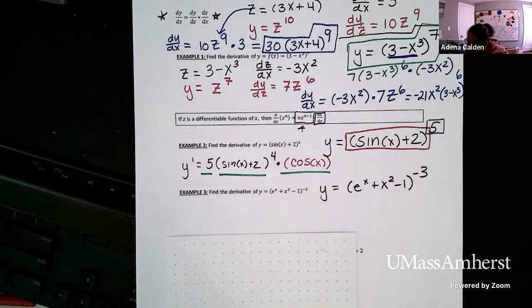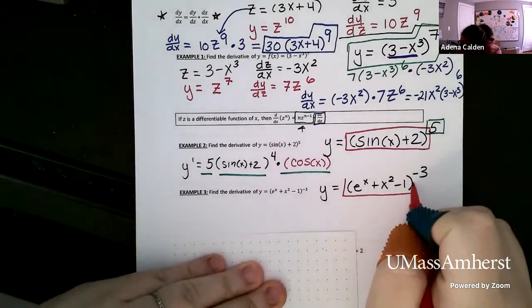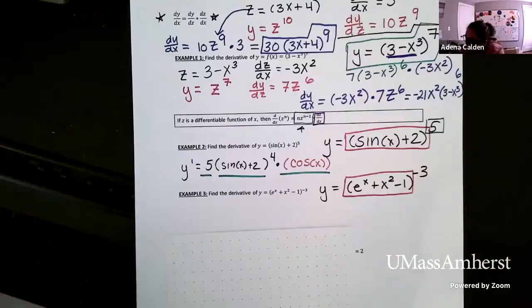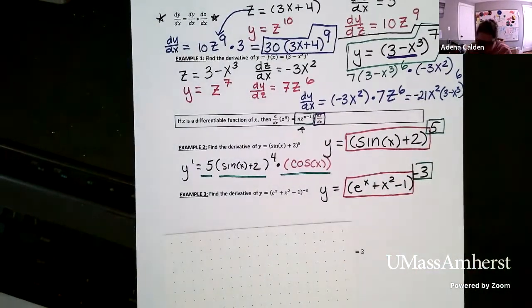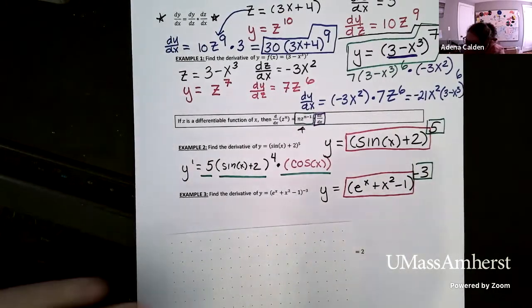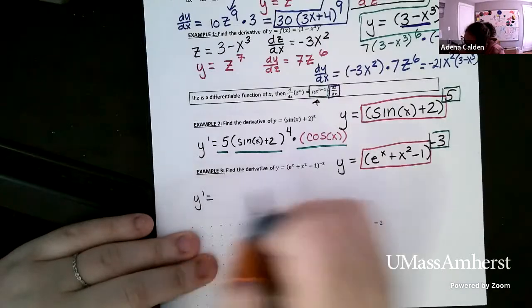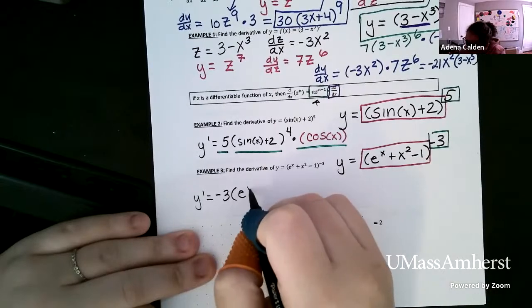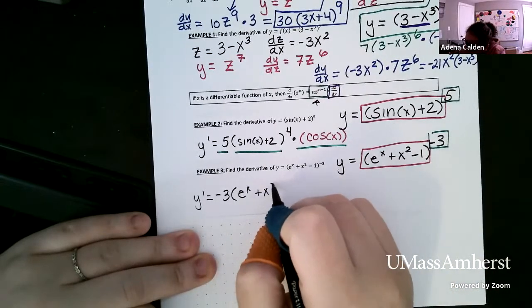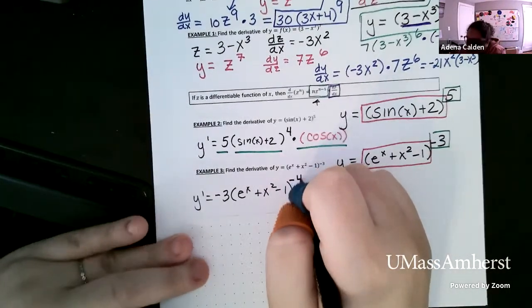Okay, so now let's look at y equals (e to the x plus x squared minus 1) to the negative 3. So again, my base is everything down here in parentheses, and my power is negative 3. When I take the derivative, if I use the outside inside rule, I deal with the power first. So the negative 3 comes down. Everything inside stays the same. And I subtract 1 from the power. So negative 3 minus 1 is negative 4.